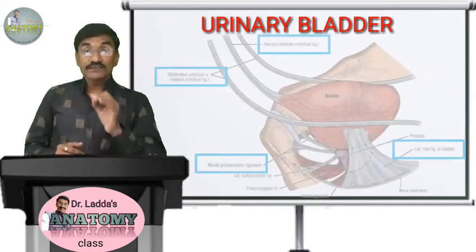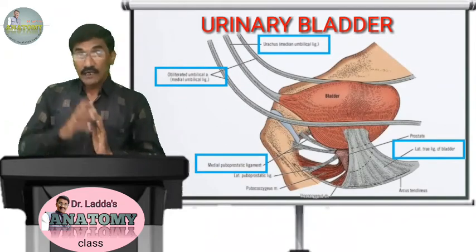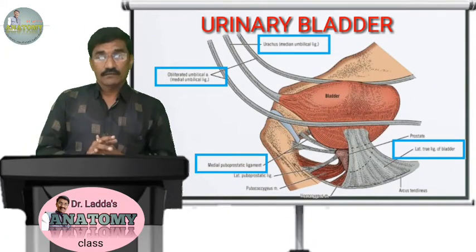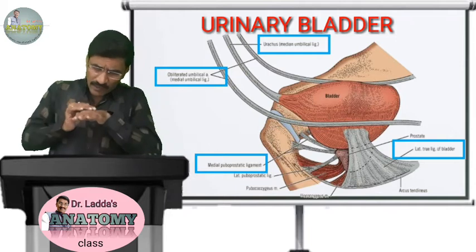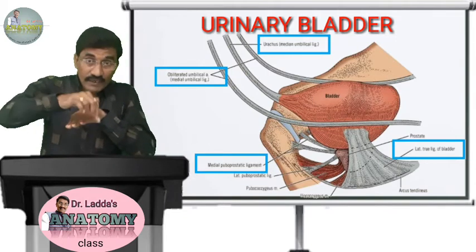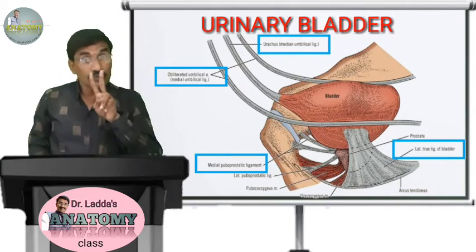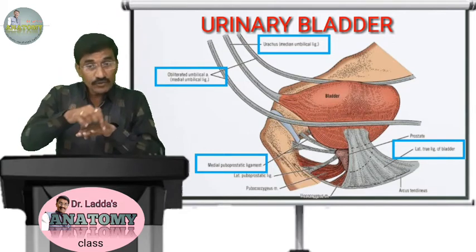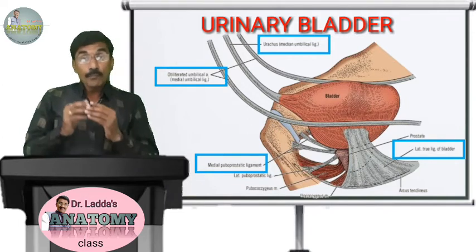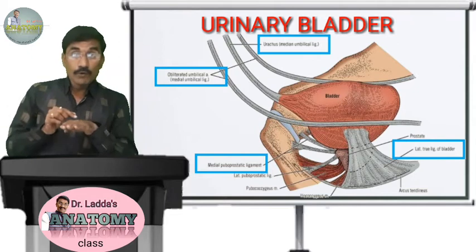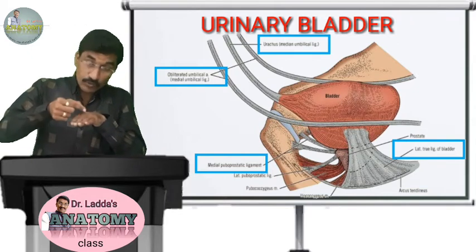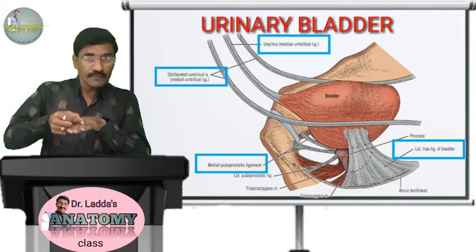There are 6 true ligaments of the bladder, and among these true ligaments, one is the lateral true ligament. What is lateral? Suppose this is the bladder, the ligament which is toward the lateral side of the bladder. Means there are 2 lateral true ligaments. Number second, lateral puboprostatic ligament. Puboprostatic means the ligament which is attaching the pubis to the prostate. Now in female, what could it be?